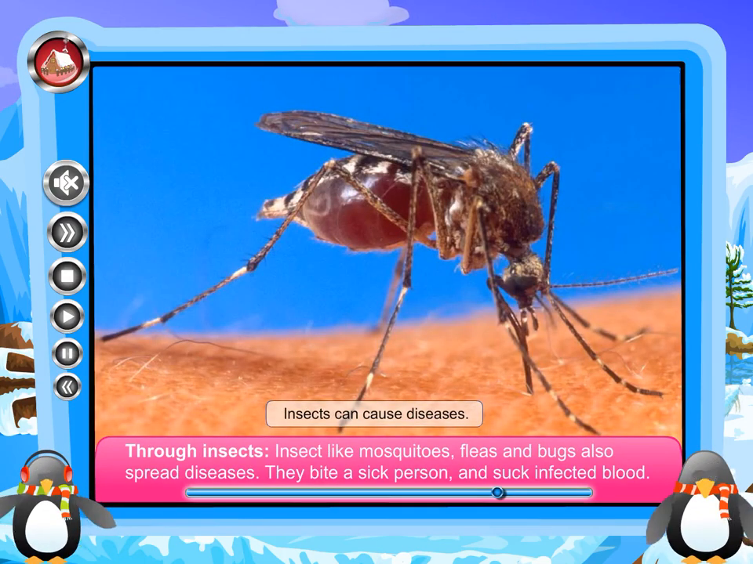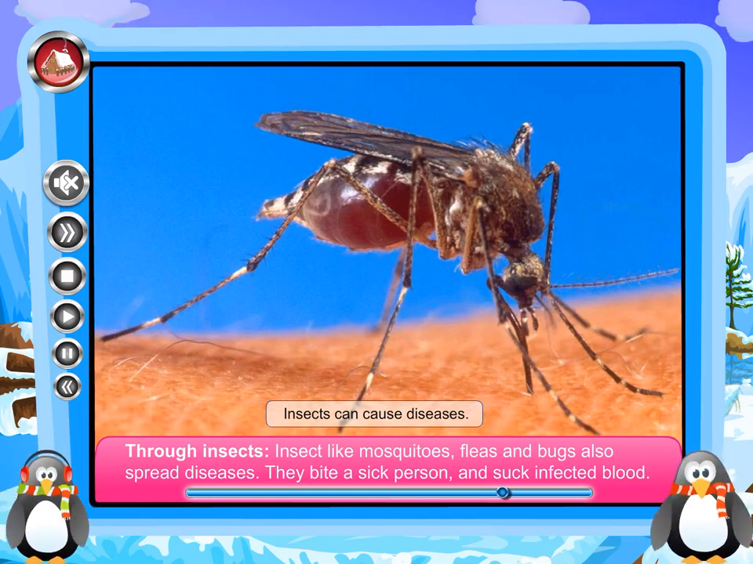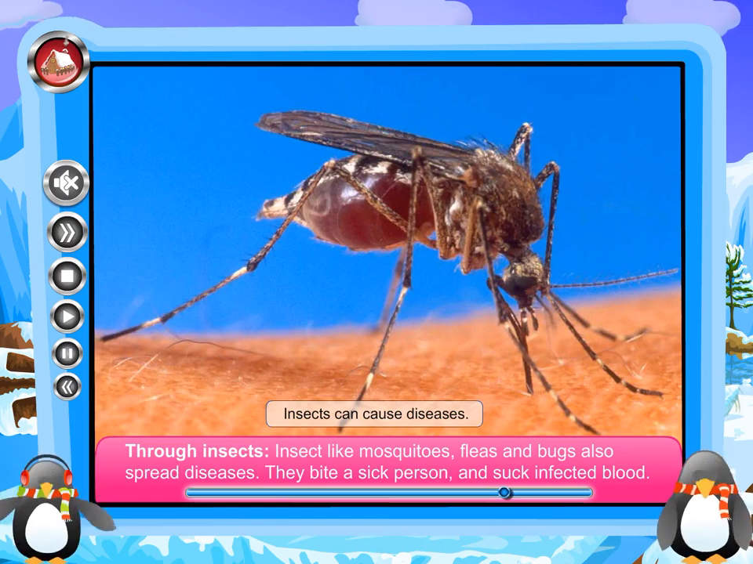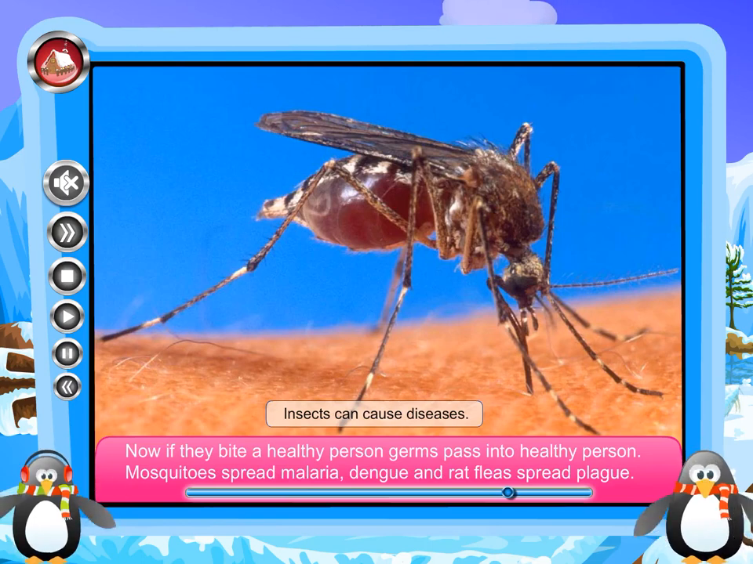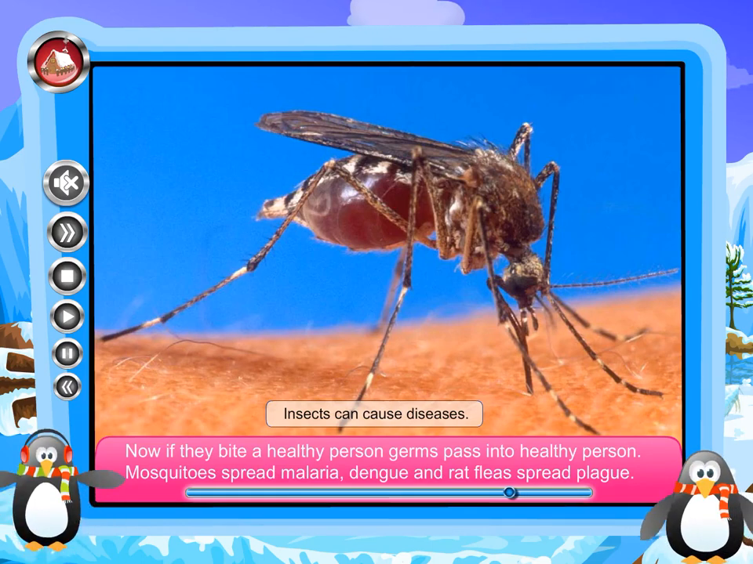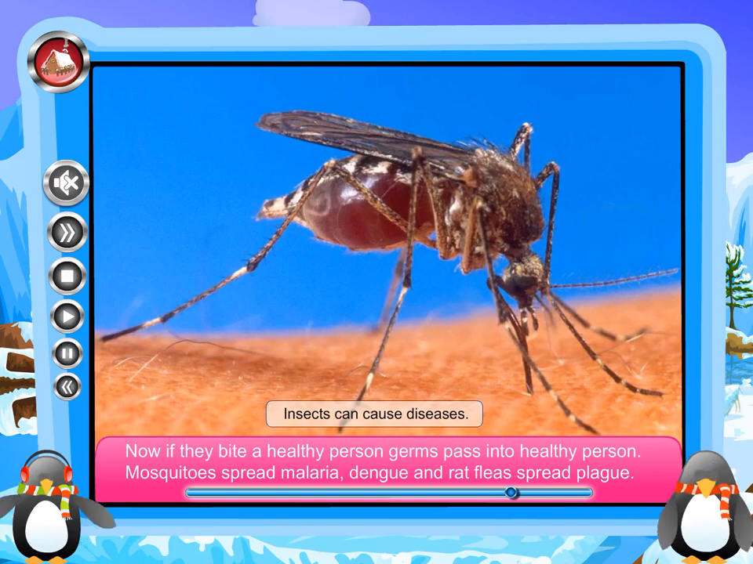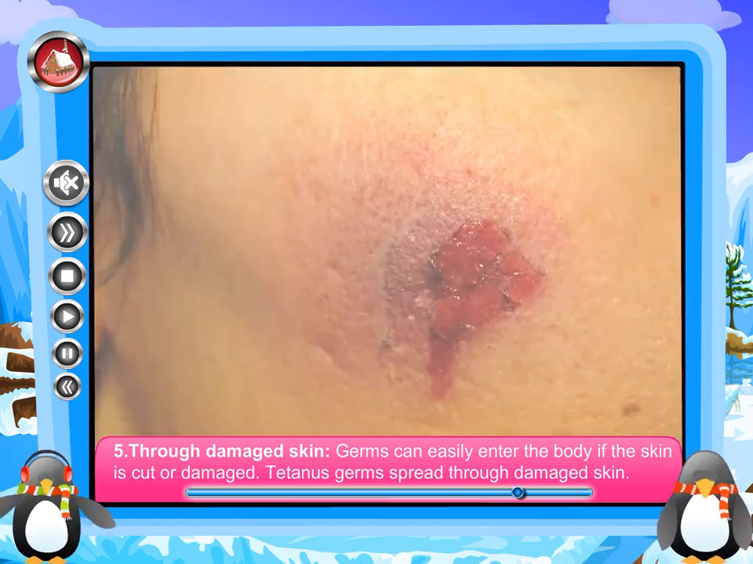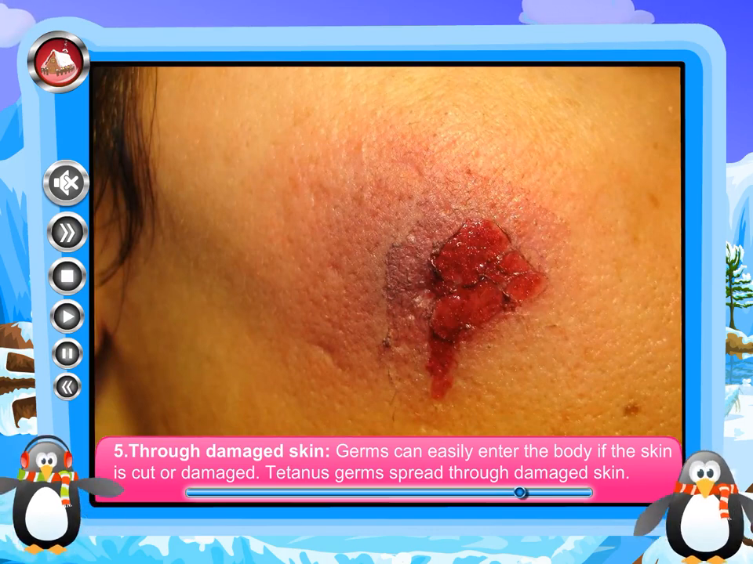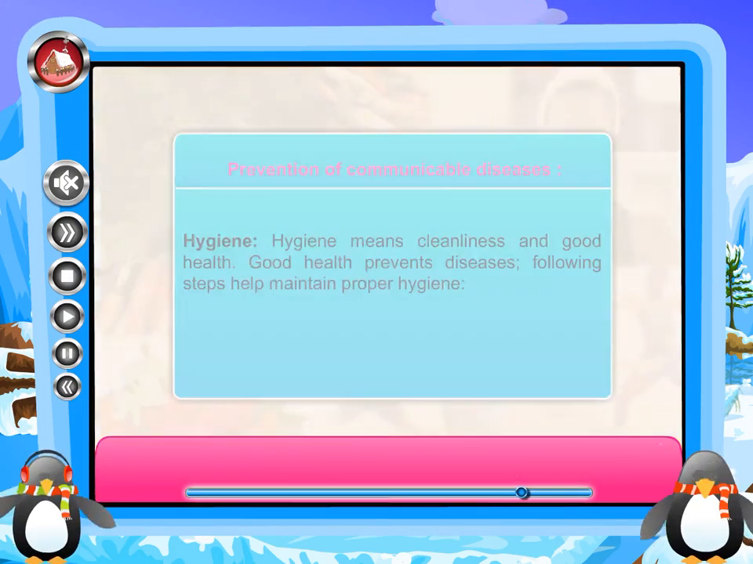Through insects. Insects like mosquitoes, fleas and bugs also spread diseases. They bite a sick person and suck infected blood. Now if they bite a healthy person, germs pass into the healthy person. Mosquitoes spread malaria, dengue, and rat fleas spread plague. Through damaged skin. Germs can easily enter the body if the skin is cut or damaged. Tetanus germs spread through damaged skin.